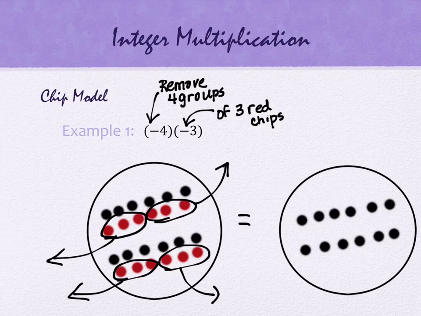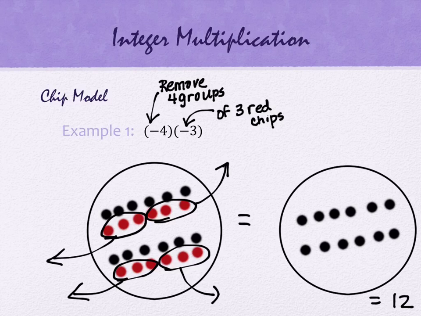12 black in my circle. And so then the answer is 12. And all of a sudden now you have a visual picture for why a negative times a negative equals a positive. Wow. Negative times a negative equals a positive, and here's a picture for it.